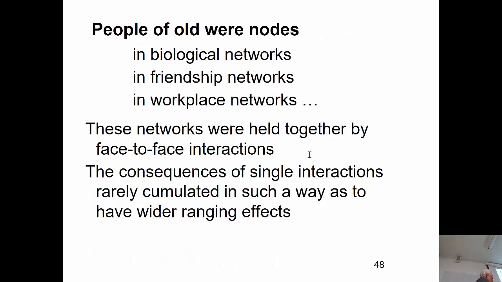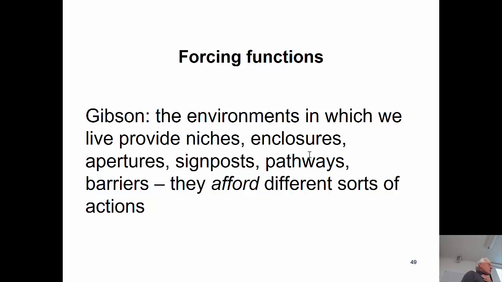All right, so people of old lived in small communities of face-to-face interaction where obligations existed. They spoke to each other, they made promises, but these obligations were short-lived and they were local. So they lived in local environments. Now, environments, even in the olden days, included forcing functions. So there were doors. You had to go through the door in order to get into the house. And there were already things like pathways and signposts in the olden days.